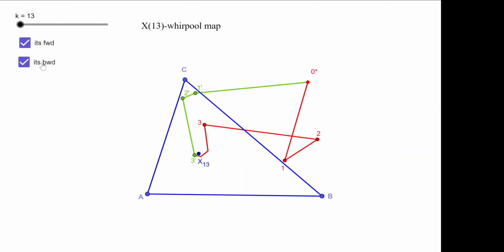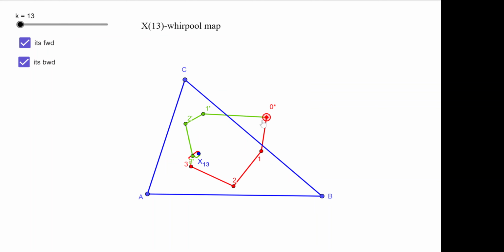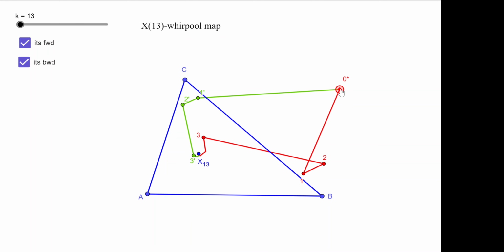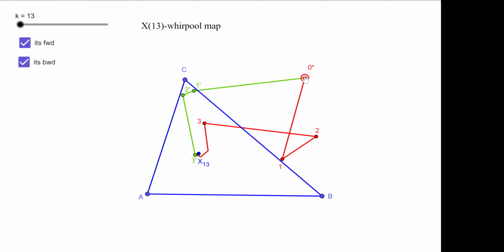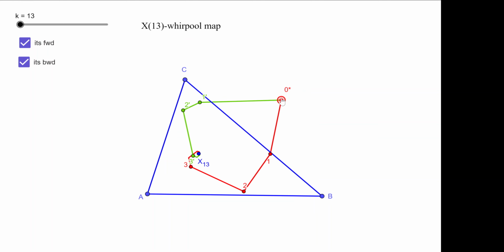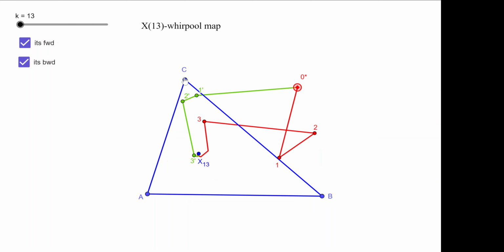Interestingly, if you do the reverse order X13 whirlpool map, you also get a polyline from 0 to 1 prime to 2 prime, 3 prime, and so on, which also converges to X13, but is of a slightly different shape. So I just wanted to illustrate this interesting phenomenon that here we have a whirlpool map based on consecutive X13s of those construction triangles, which do not converge to a limit triangle, but they converge to the X13 of ABC.